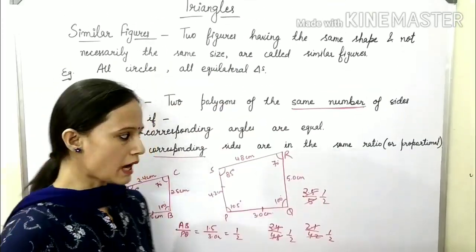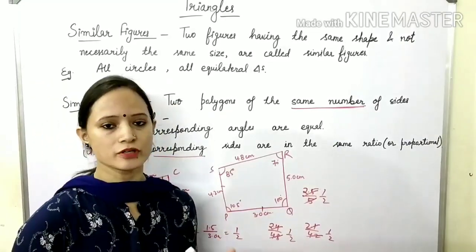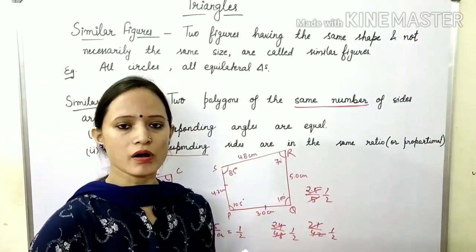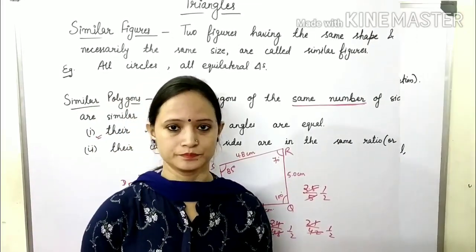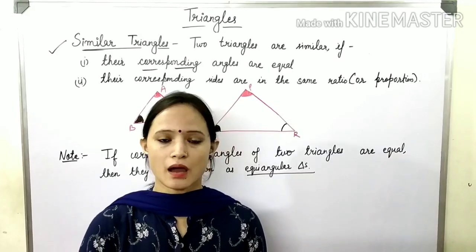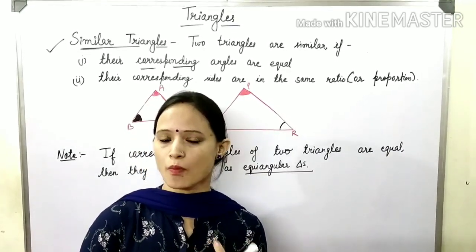Please note here that this same ratio of the corresponding sides is also referred to as scale factor or representative fraction. This we are going to use in the construction chapter. Now finally, we'll start our main topic, that is similar triangles. As we know, triangles are also polygons only.